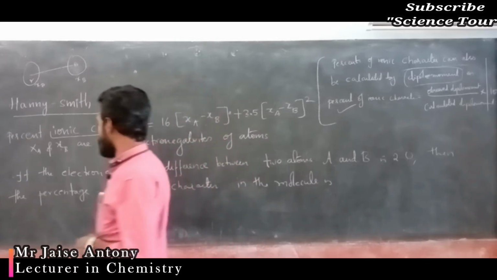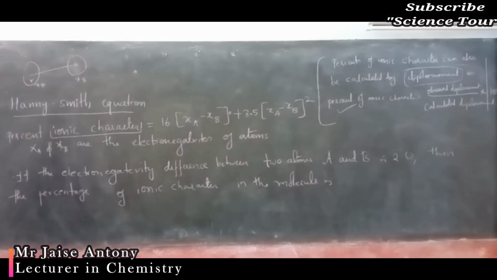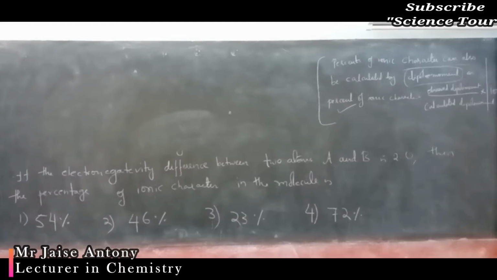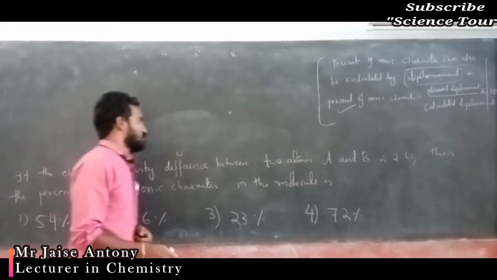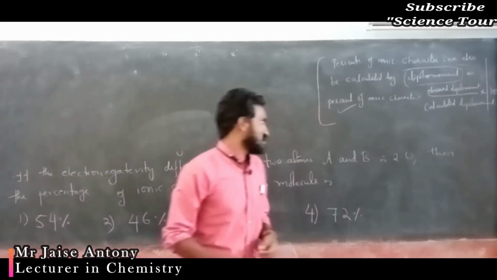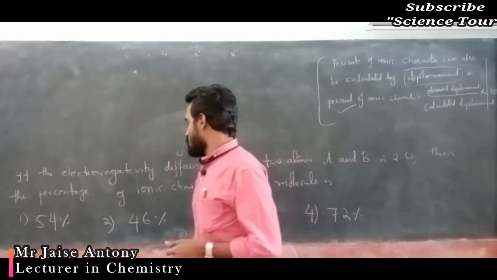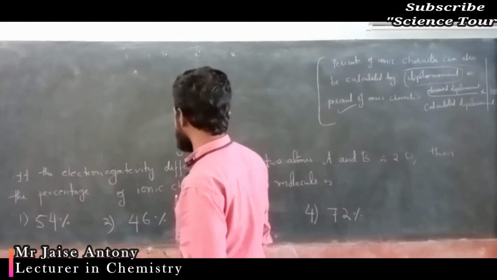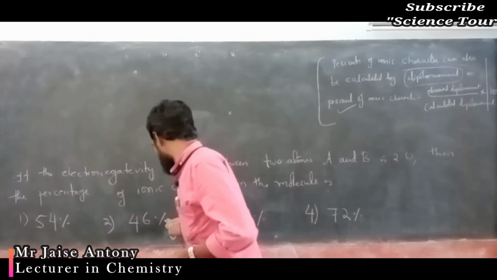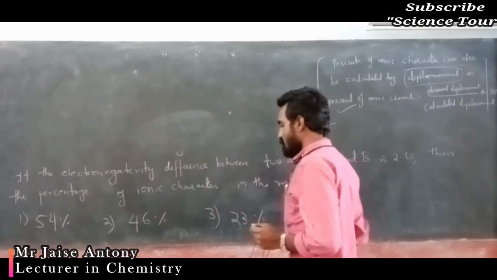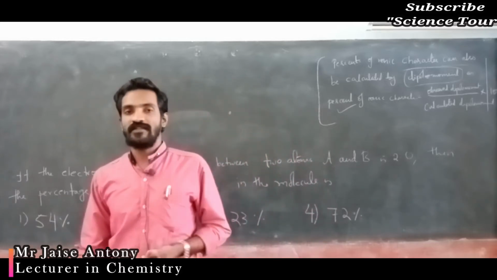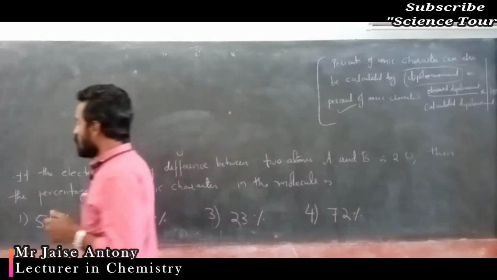One question is given, my dear students. If the electronegativity difference between two atoms A and B is 2.0, the percentage of ionic character in the molecule is, you have to find out. The options are 54%, 46%, 23%, 72%. You have to find out which formula to use.